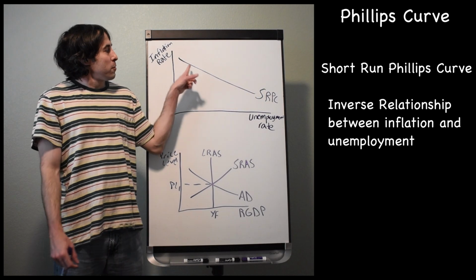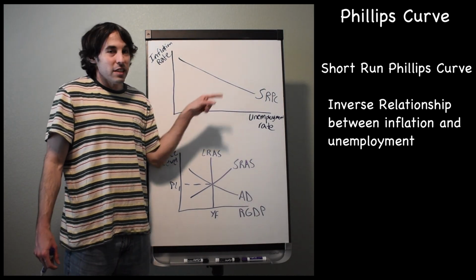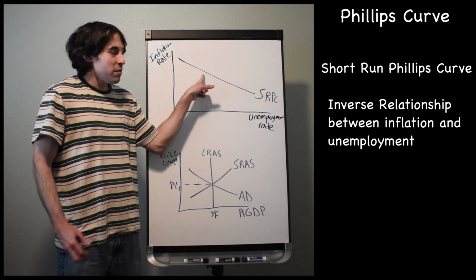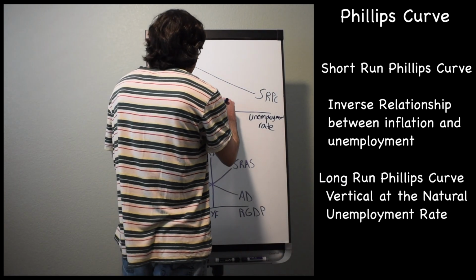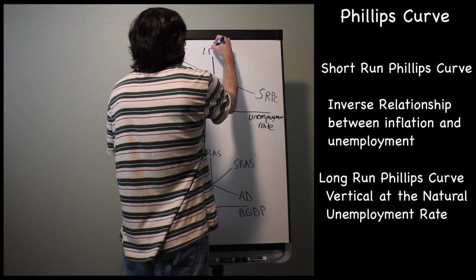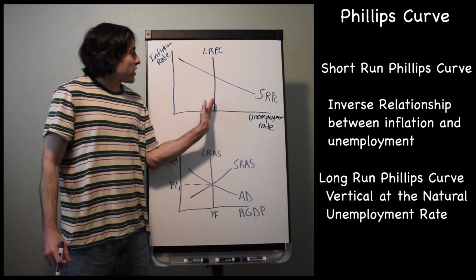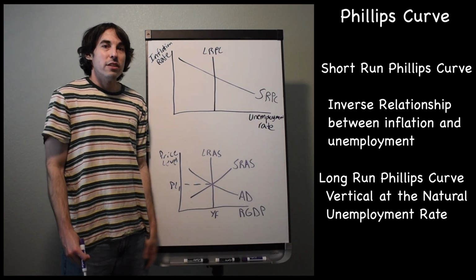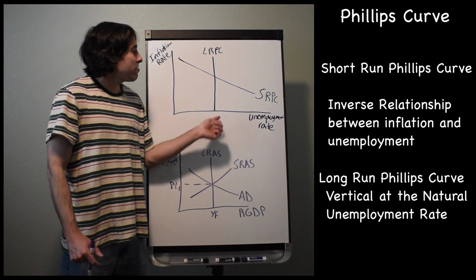So the short-run Phillips curve is downward sloping because as unemployment increases, inflation decreases, and as unemployment decreases, inflation tends to go up. The long-run Phillips curve, however, is straight up and down. In the long run, prices and wages are fully flexible. So over time, as price level goes up, so too do wages. And so in the long run, we can always operate at full employment no matter how high inflation gets.